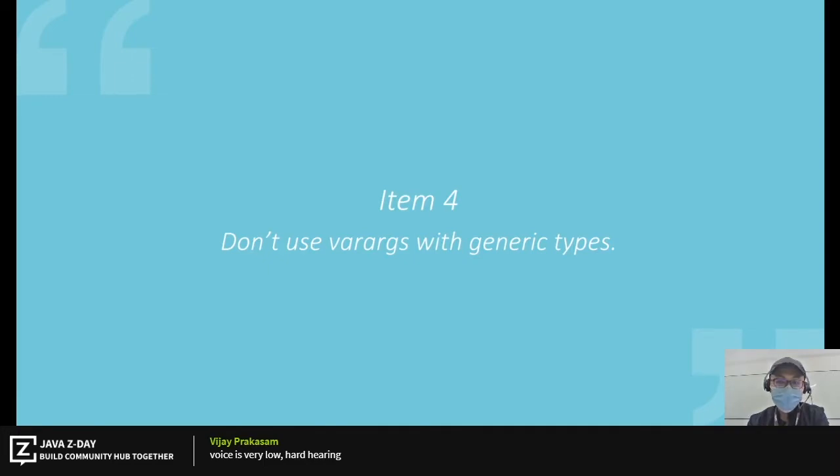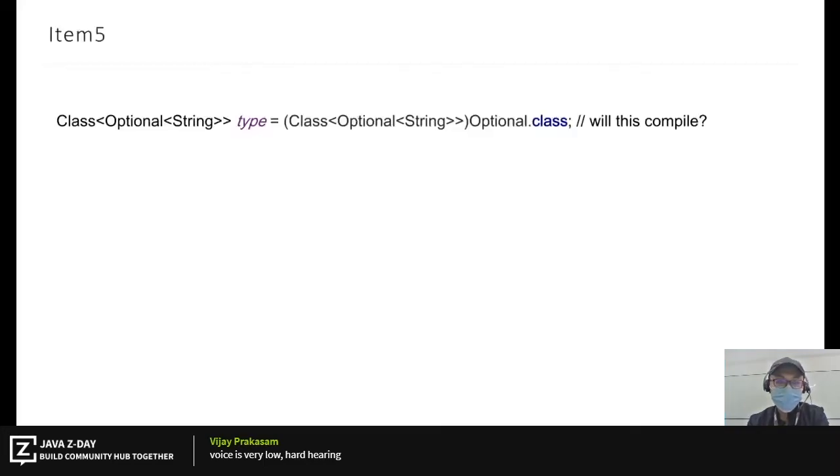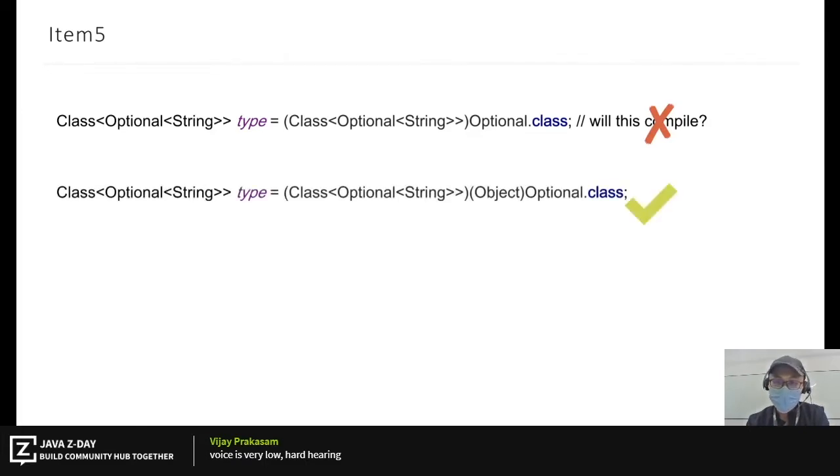Okay, let's move on. Here we are going to create a class literal with nested parameter types. So can we get a literal in this way? Is this statement valid? No, we cannot do it in this way. If we are going to get a class with a nested type parameter, we have to do double casting. We cast it to object first.